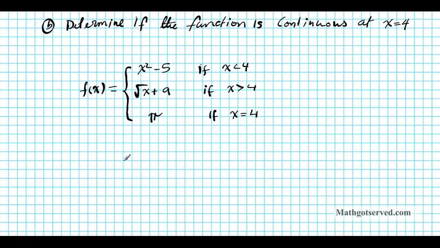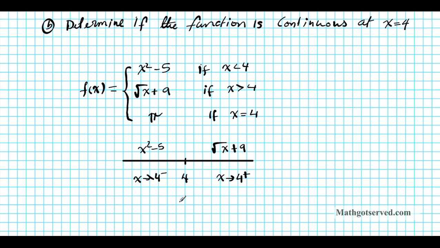So let's give ourselves a number line to have a solid idea of what the picture looks like. So this is the value 4. To the left is less than. We're dealing with this function x squared minus 5. That's when x is approaching 4 from the left. And then from the right, we're dealing with this function, the square root of x plus 9, is when x is approaching 4 from the right.